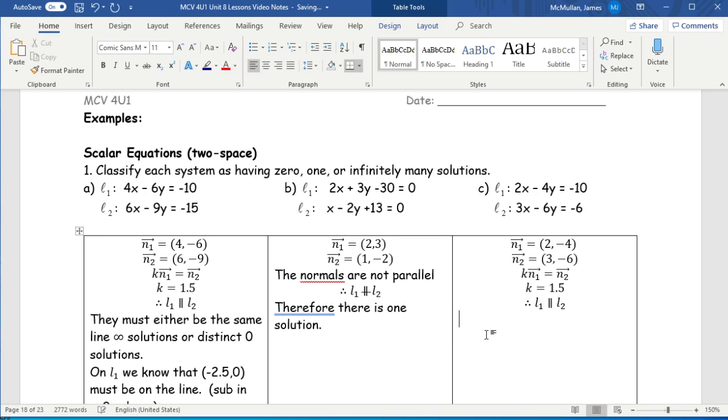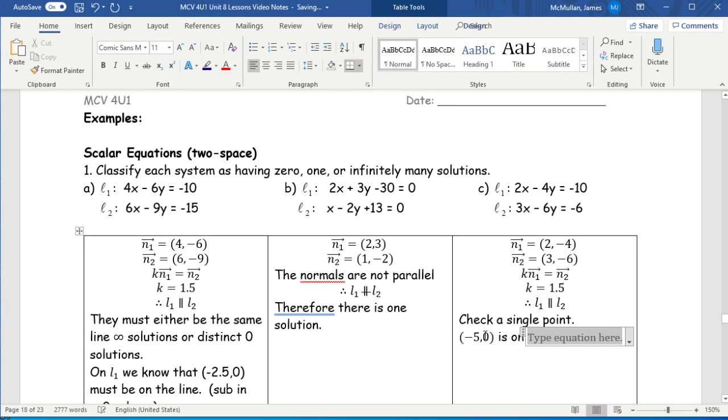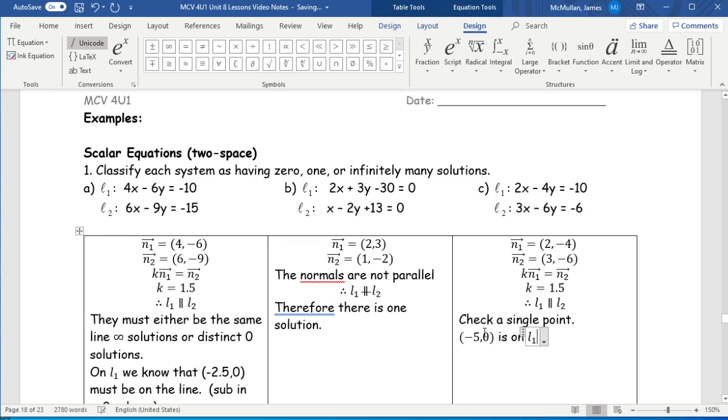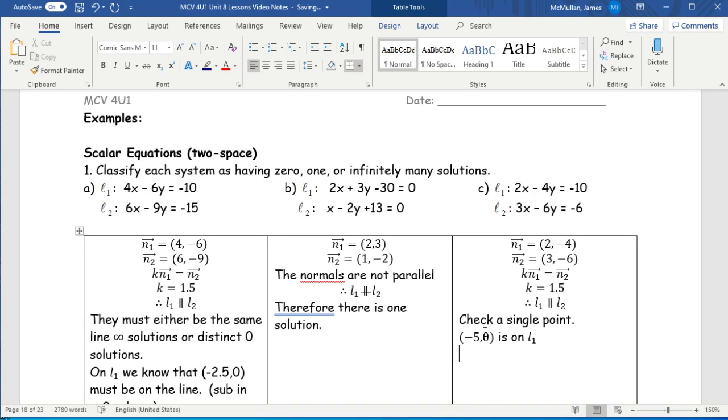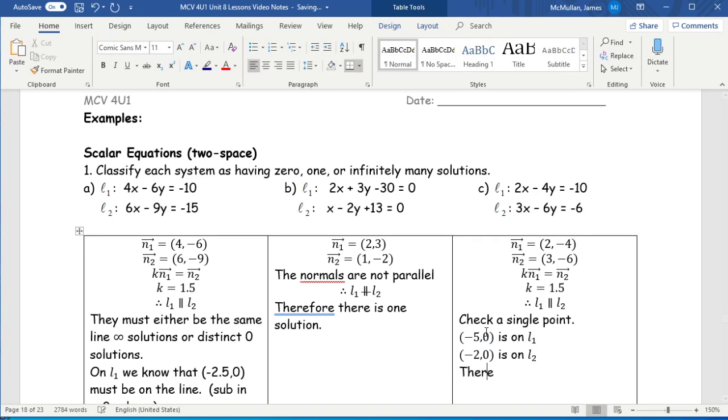So what we're going to do is check a single point. Let's go with the first one. Looking at the first one, I can tell that the point (-5, 0) is on L1. Again, just force y to be 0, and you'll see that x has to be negative 10. If we check that on the second line, if we force y to be 0, x would be negative 2. There are no solutions. So they're parallel, but they have a different x-intercept.